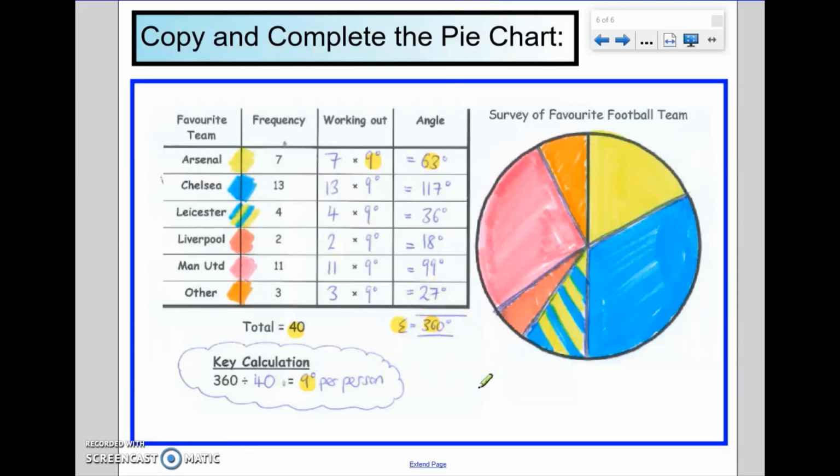Excellent. If you were able to produce 3 very good, accurate pie charts from the frequency tables that I gave you, then that is brilliant. You've shown a good understanding of drawing pie charts.